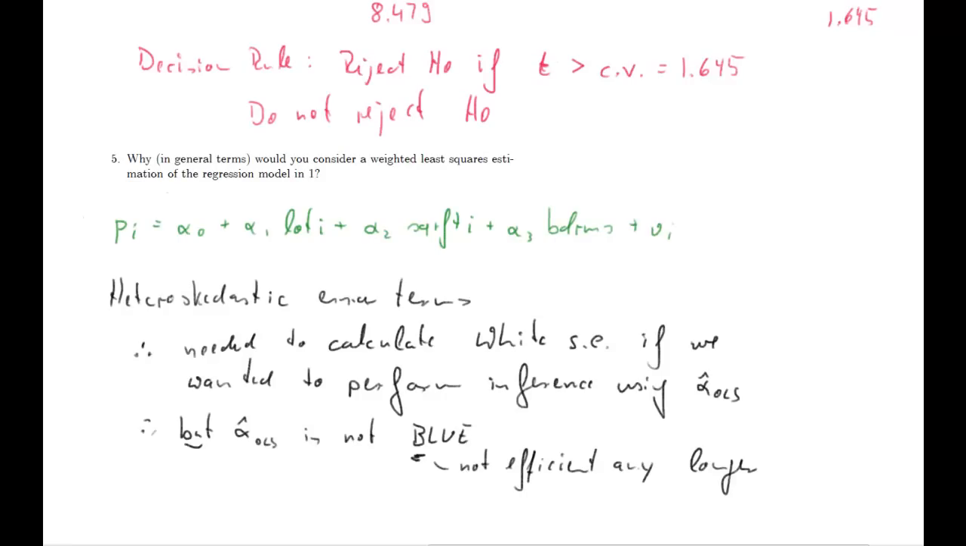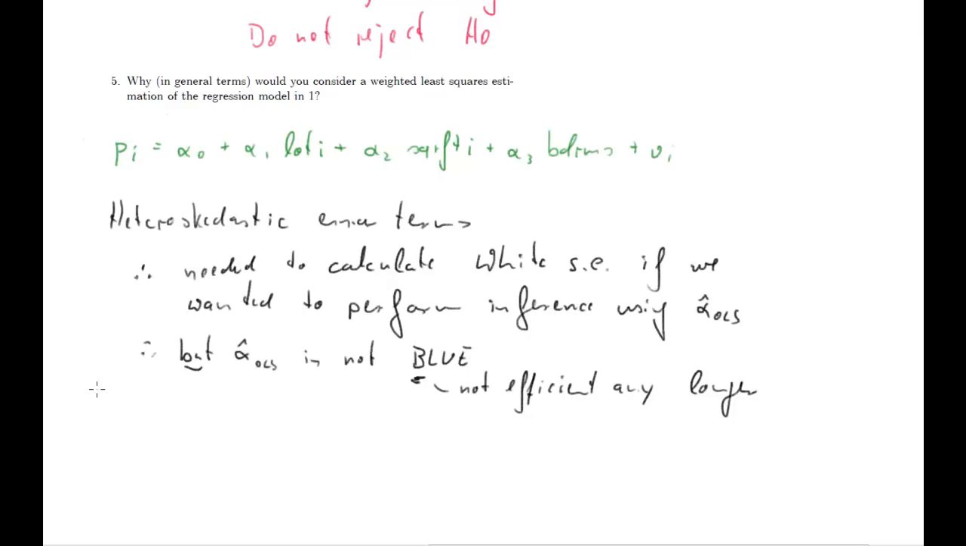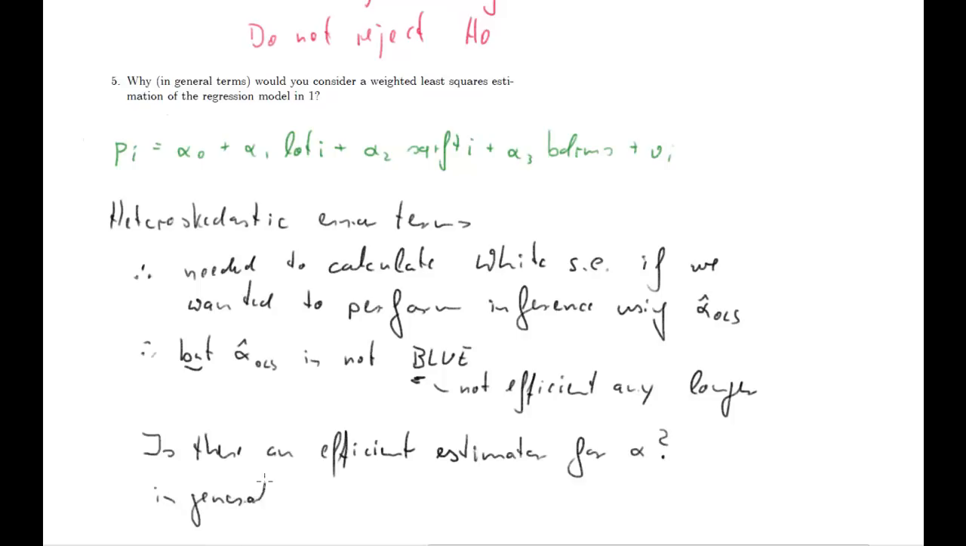So that means we want to figure out, is there an efficient, sorry, I got interrupted by a phone call. The question is, is there an efficient estimator for alpha? And the answer is, in general, yes. And we call that the GLS estimator.